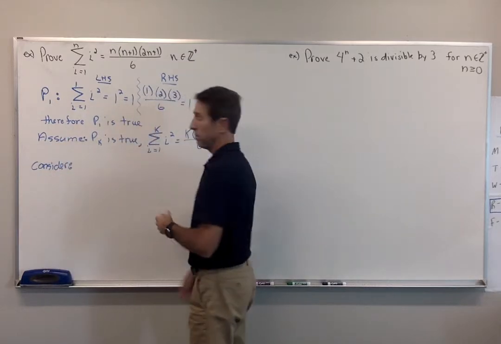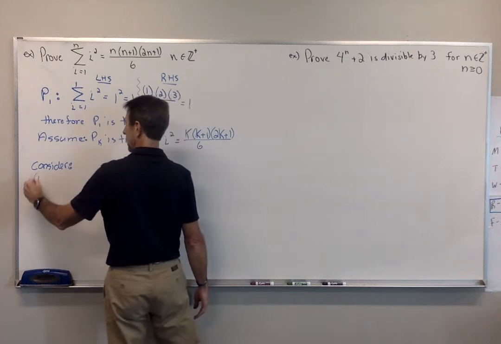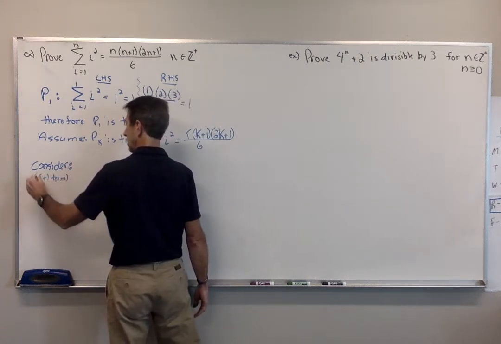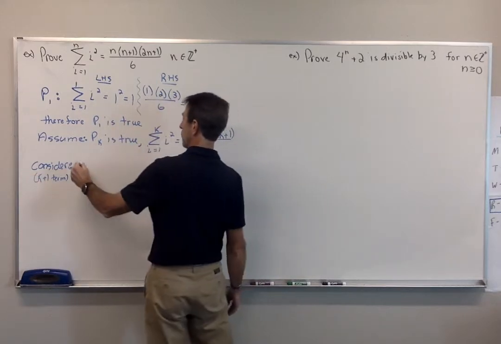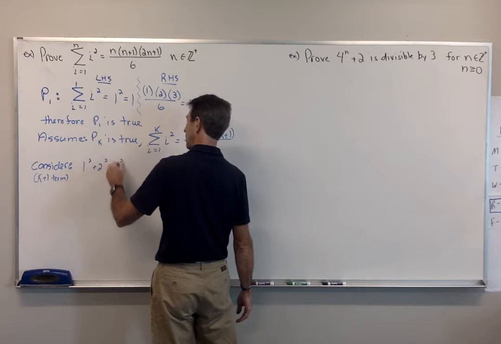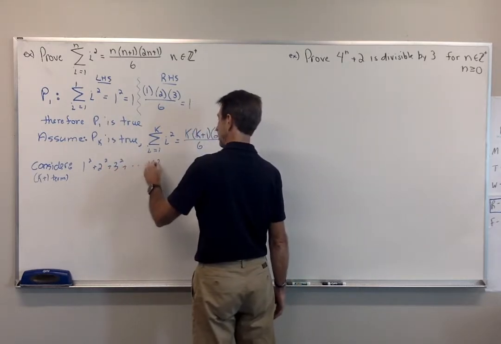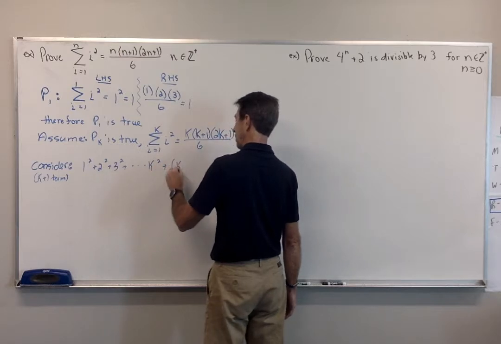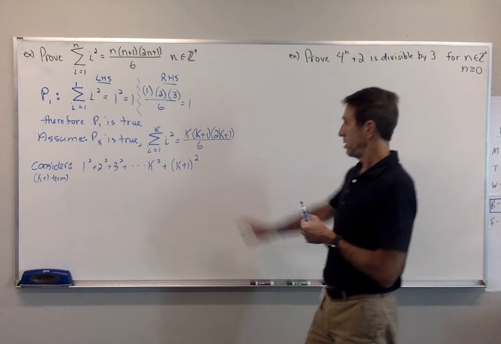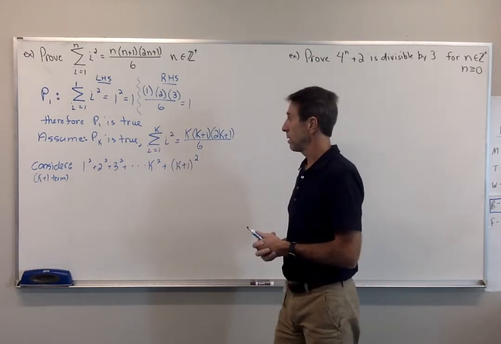Let's consider the next term. We could even say the k plus 1 term. So I'm going to have 1 squared plus 2 squared plus 3 squared plus dot, dot, dot, all the way to k squared, plus the next term is k plus 1 squared. So I already have it all the way up to k squared. Now I'm just going to have the next one.